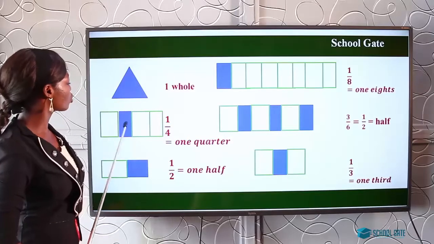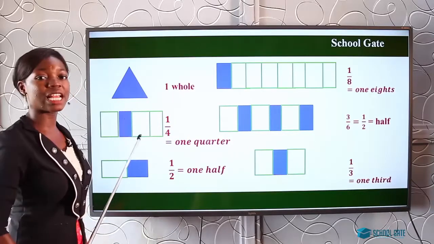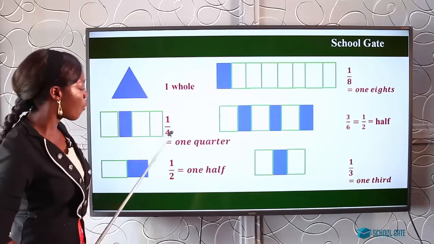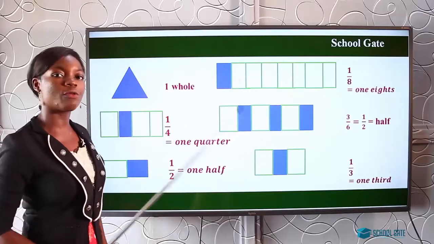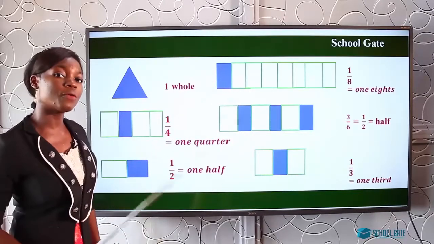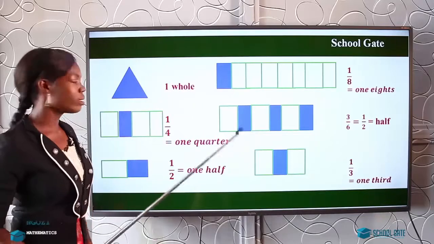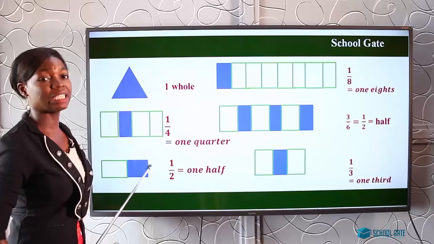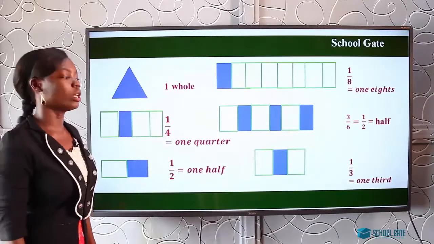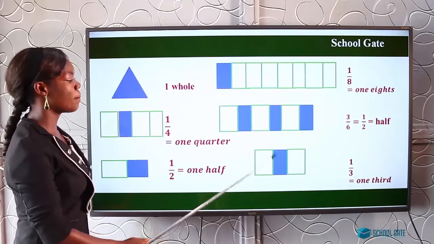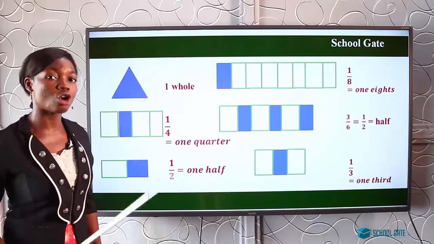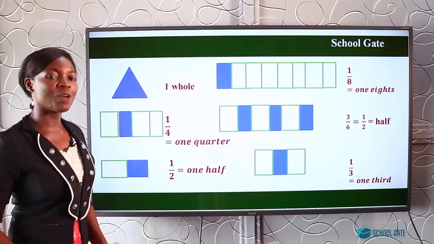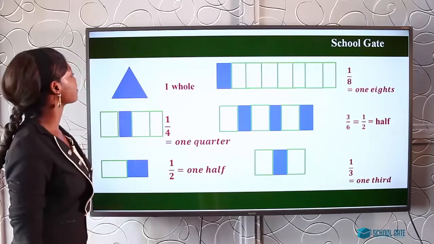Then this next one, 1, 2, 3, 4, and one part was shaded, is known as 1 over 4, which is 1/4. 4 means quarter, okay? So when you see 1 over 4, it means 1/4. If you see 2 over 4, it means 2/4, 2 quarters. Then this is 1, 2, but one part was shaded, that's half, 1 over 2. And then 1, 2, 3, one part was shaded, 1 over 3, that's 1/3. If 2 parts were shaded, it is 2/3. See the way we pronounce each of the fractions.